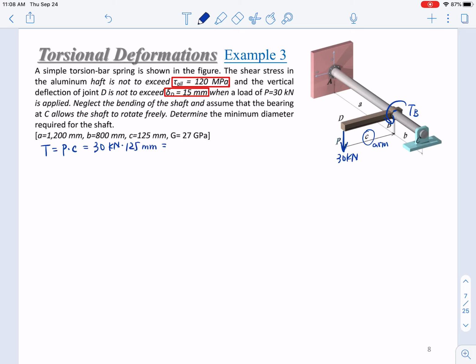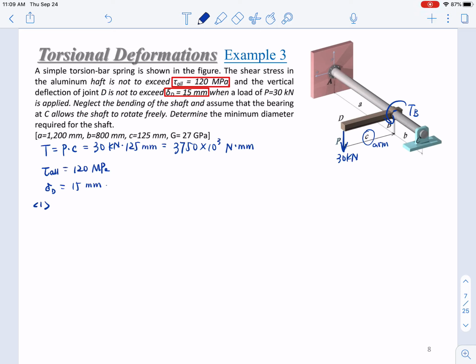That is 3,750,000 Newton millimeter. We don't want kilonewton, we just need Newton. That's Newton millimeter. Then the allowable stress is 120 MPa, and delta D is 15 millimeter. Based on this, let's see the first criterion.